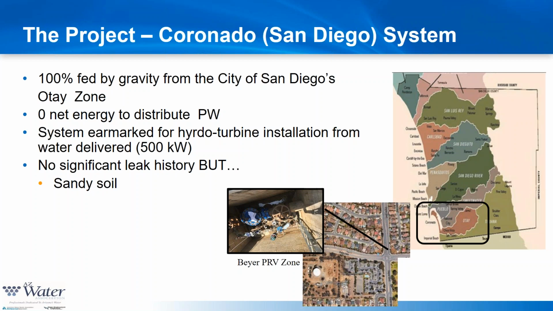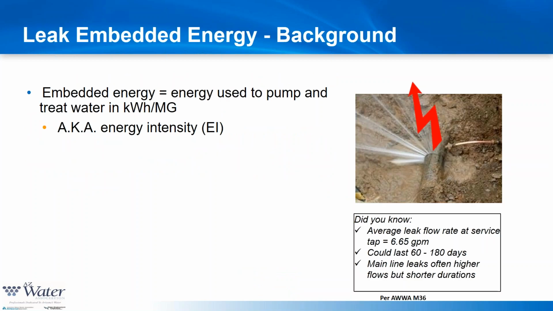The only thing that could tell them, which they haven't done yet, would be a water audit where they can look at the non-revenue water between what's going out in the field and being billed versus what's distributed at the sites. This one as well was not a candidate for embedded energy because they did not spend any energy to make the water. So what is embedded energy? It's basically the energy used to pump and treat the water in kilowatt hours per million gallons pumped and treated. It's otherwise known as energy intensity.